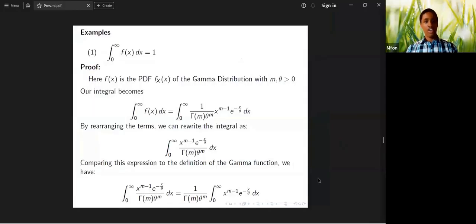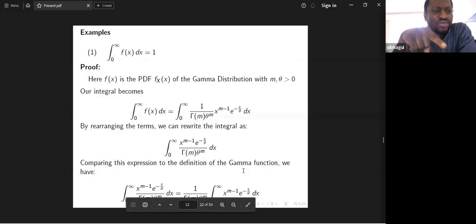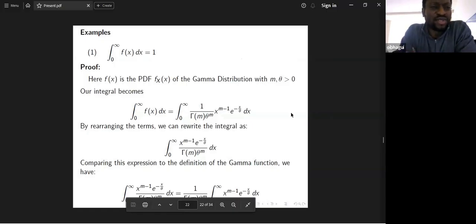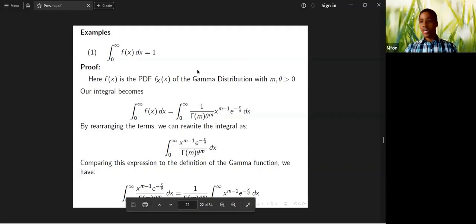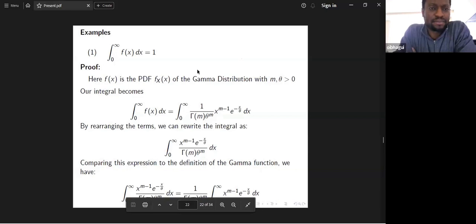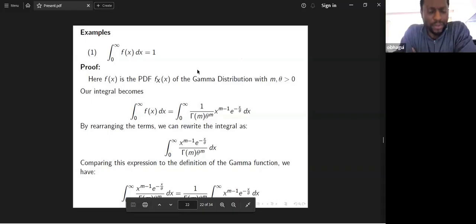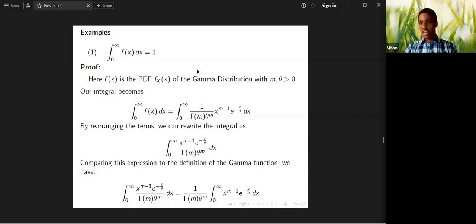Let's look into that. So first one, we know that the PDF of the gamma function has to be 1. That is what we are going to prove here. Once we plug in, why do we have the limits going from 0 to infinity? Yes, because that is the range at which the gamma distribution works on, at which the gamma function works on. From 0 to infinity. So here the PDF also has to work within its range so that it will be applicable.